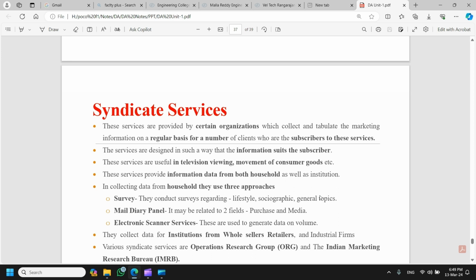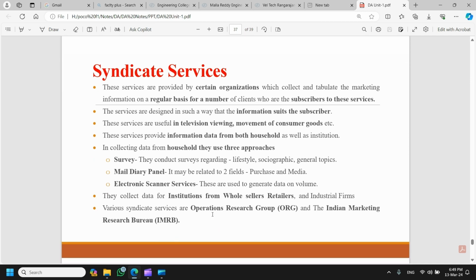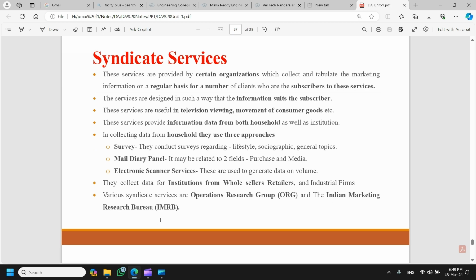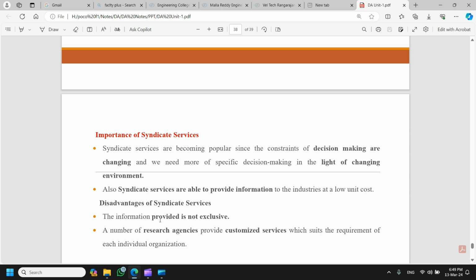There are different categories of how the survey is done: the mail diary panels and the electronic scanner service. Everything is decided here. The institutions include wholesale and retail, industry, and various syndicate services. There are the Operations Research Group and the Indian Market Research Bureau, IMRB, which are important syndicate services.